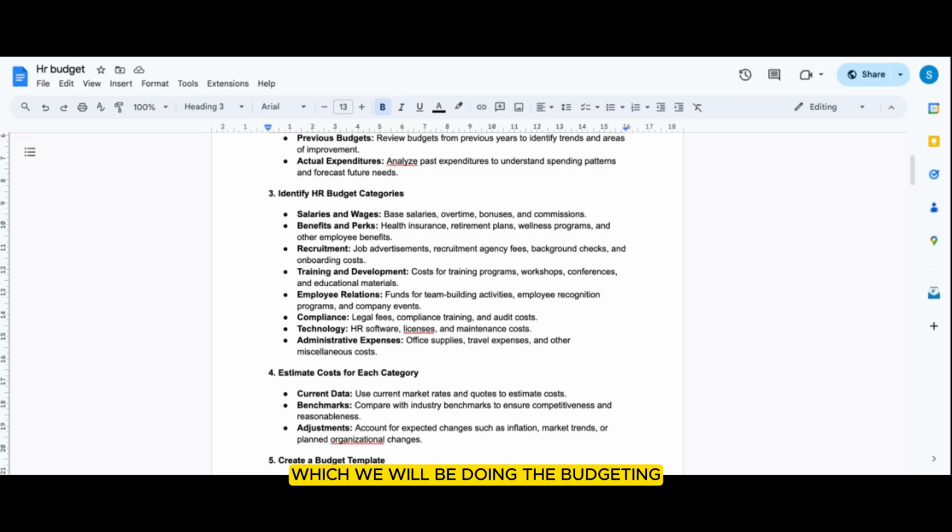Now, once we have decided the heads, we categorized, we identified what are our heads. Now we need to estimate the cost for each. How can I estimate? I need to use current market rates and cost to estimate for each head and then compare with the industry benchmarking to ensure that I'm competitive.